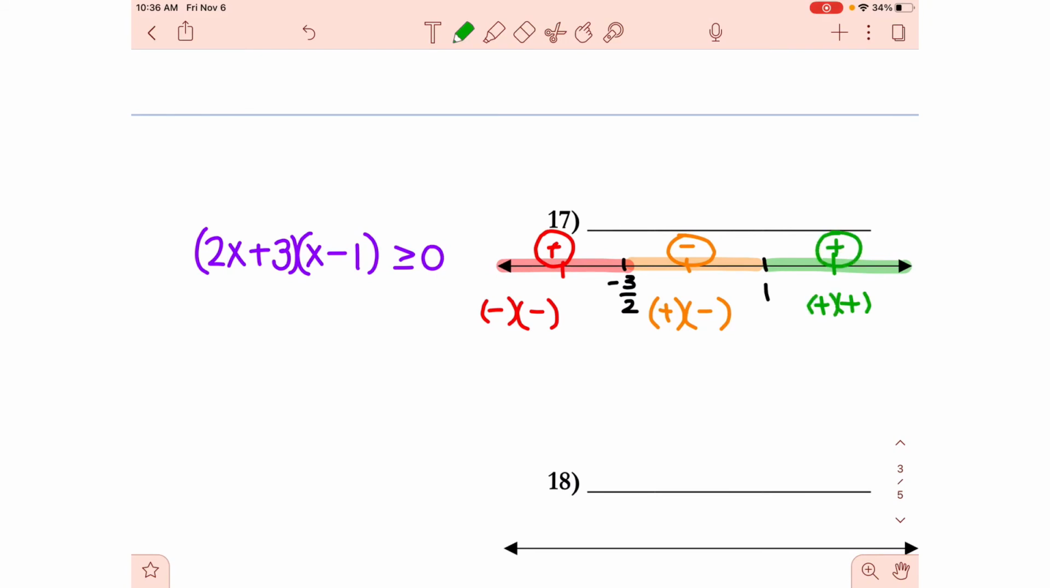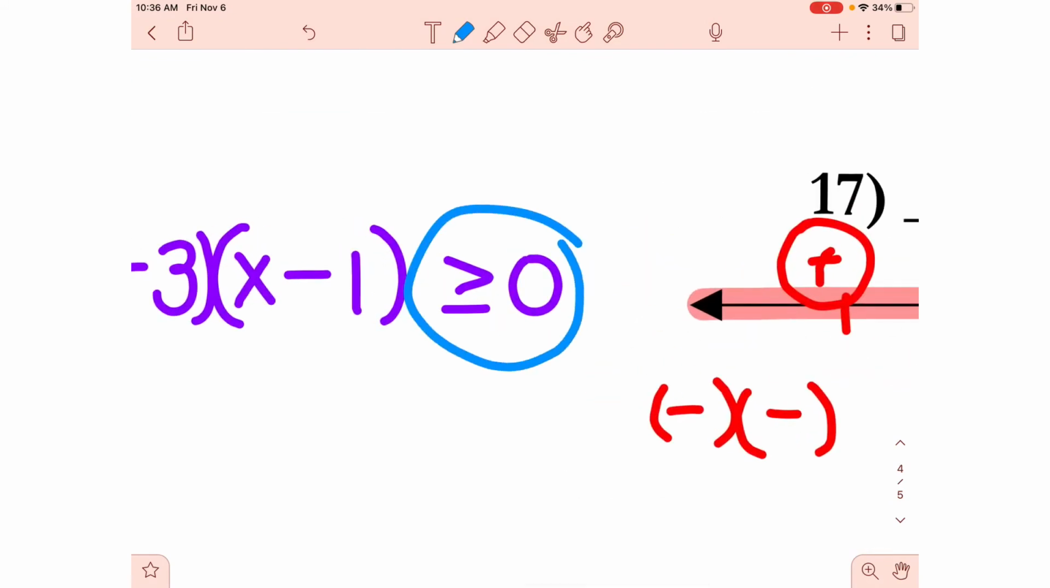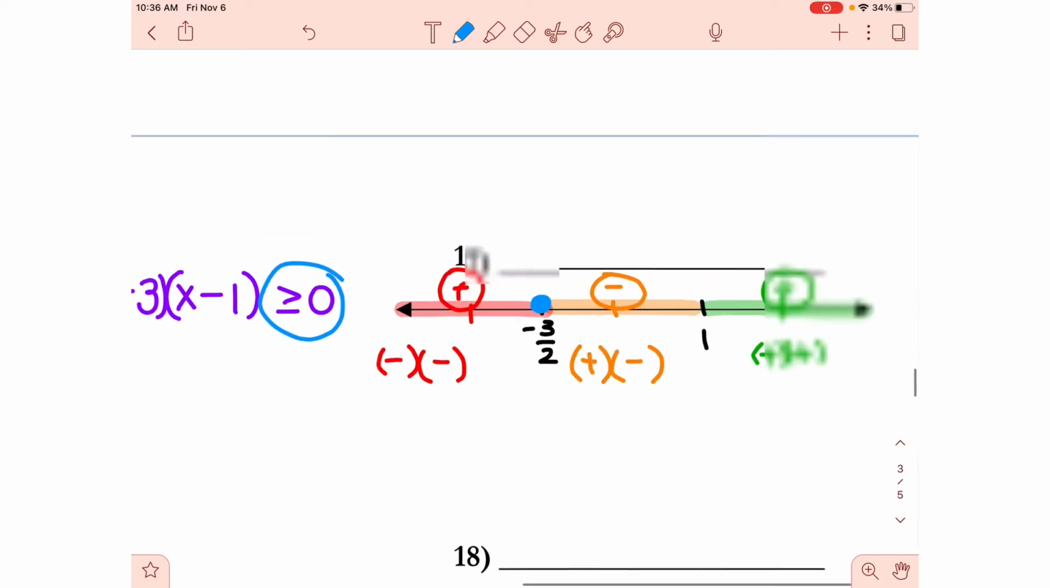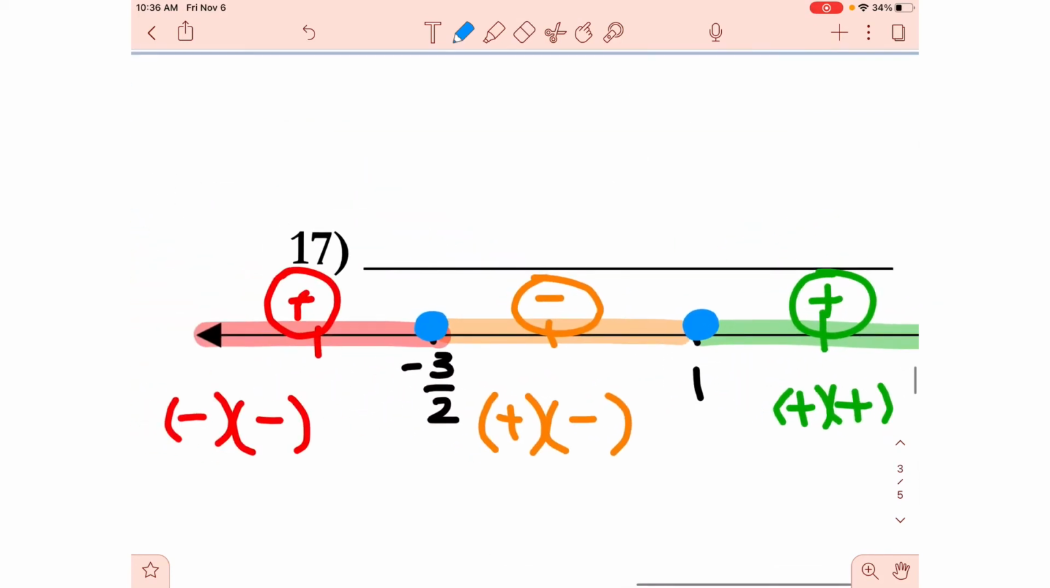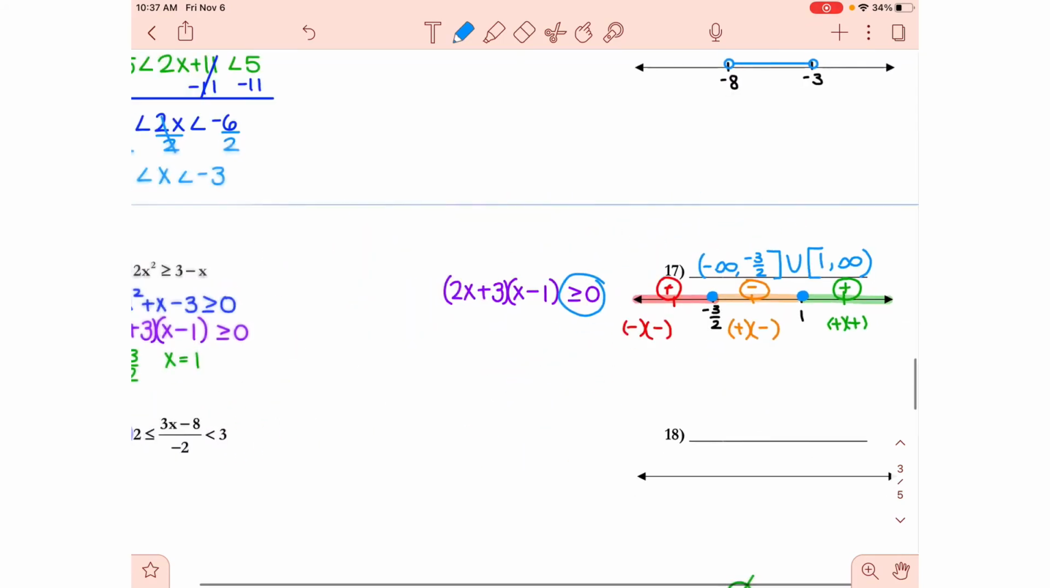So now I have to go back and ask myself, are they looking for the positive intervals or the negative intervals? And the answer to that is the positive ones, because, again, this is greater than 0. If it said less than 0, I would be looking for the negative intervals. This time our numbers are inclusive because it's an underlined inequality, so we are including these numbers in our answers. So the answer is going to look like this. The first positive interval is from negative infinity to negative 3 over 2 with a bracket because it's inclusive. Union, the second interval starts at 1 and it goes to infinity. There's my answer.